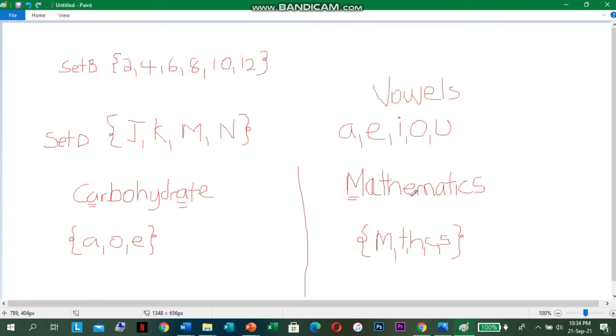Two M's, two T's as well. But if you notice how I represent my set of consonants, I write the M one time. I write the T one time. So this is how I represent my set of consonants. We don't repeat the members or elements of the set.